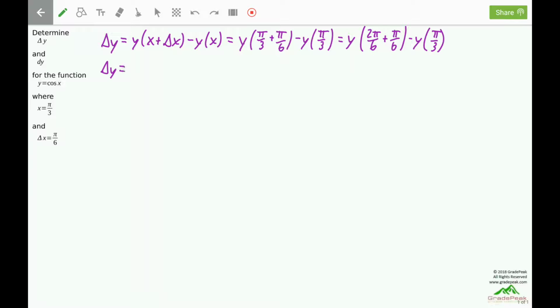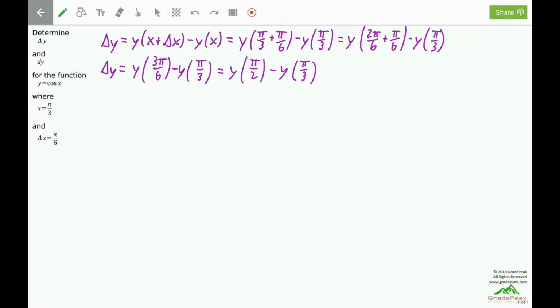So delta y will equal y of 2 pi over 6 plus 1 pi over 6 is 3 pi over 6, minus y of pi over 3. And we can reduce the 3 pi over 6 by 3 to become pi over 2. So y of pi over 2 minus y of pi over 3.